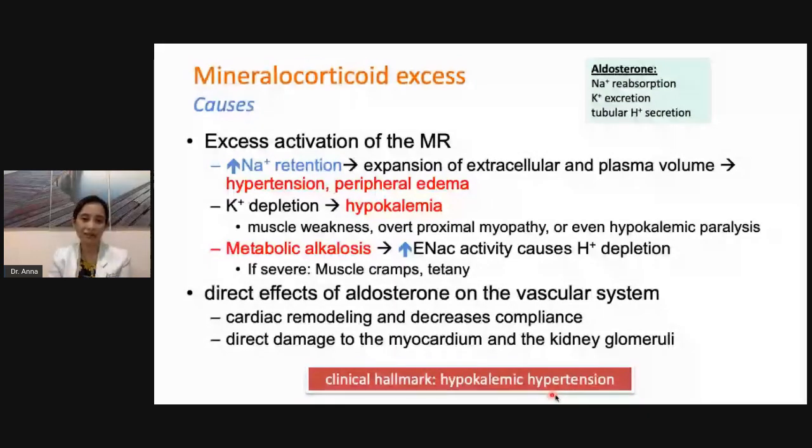Other effects of your mineralocorticoid excess, since your aldosterone has direct effects on the vascular system, you can have cardiac remodeling and decrease in cardiac compliance. So patients sometimes will present with LV remodeling, no, in your 2D echo, can have direct damage to the myocardium and even your kidney glomeruli. The clinical hallmark is hypokalemic hypertension.